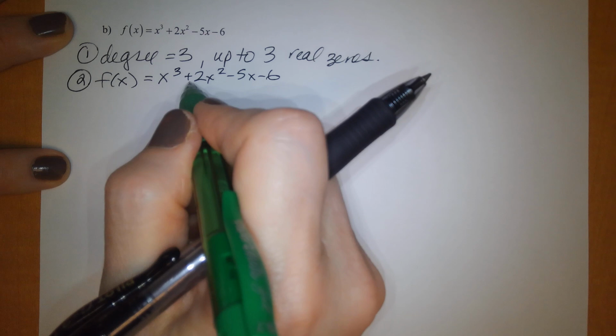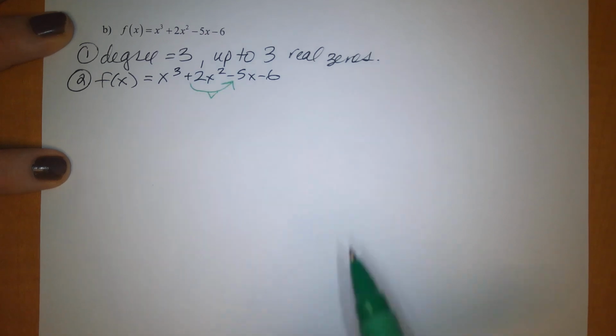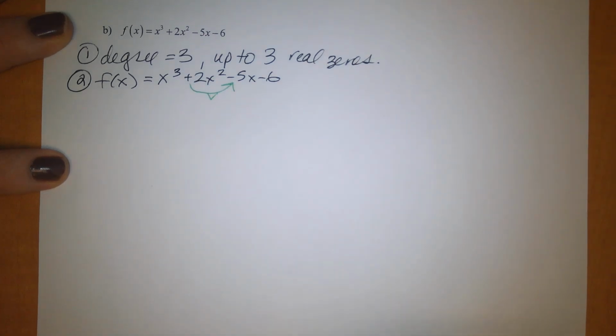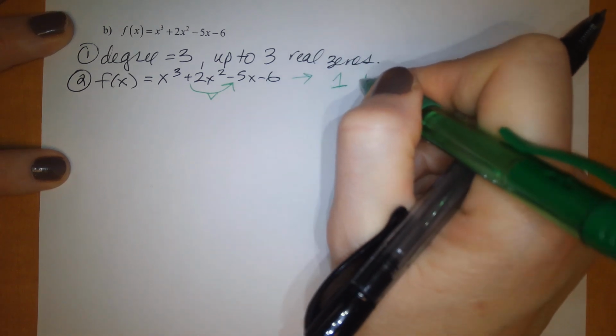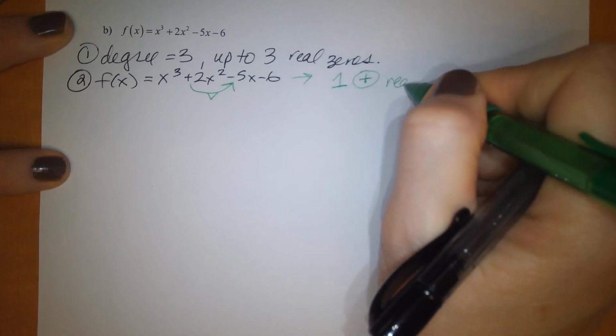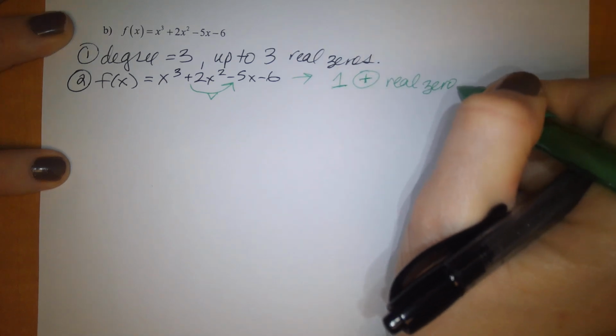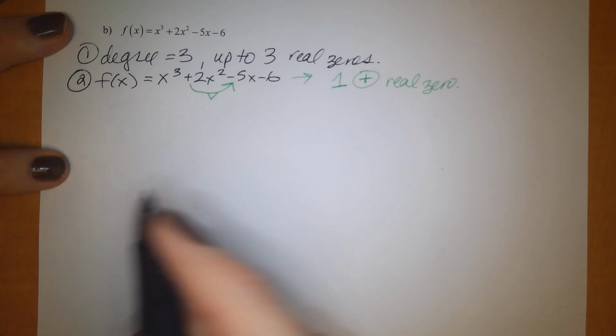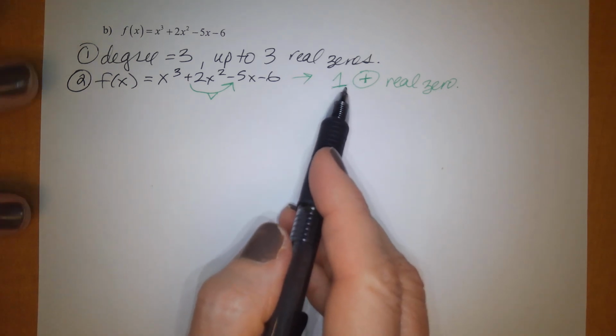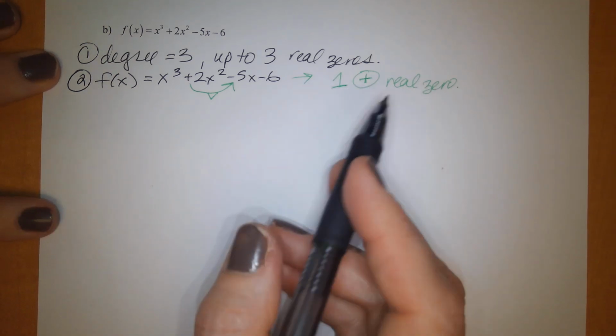I have only one sign change, one variation of sign. That tells me I'm going to have one positive real zero. I could have 2 less than that, but that would be a negative, and that cannot be possible. So I absolutely will have at least one positive real zero.